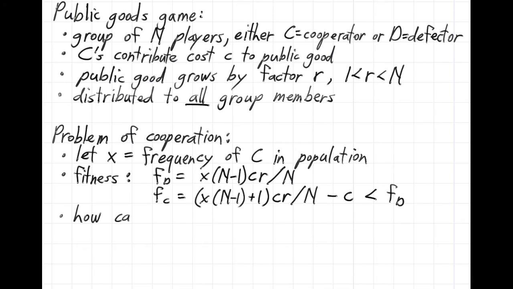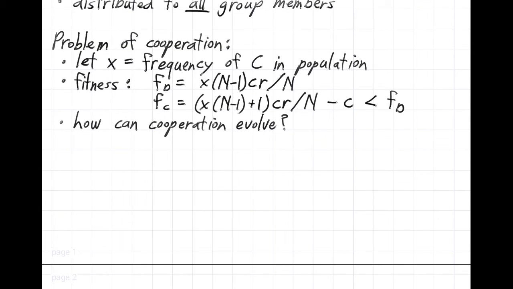How can cooperation evolve in this kind of setup? How can it be started? And how can it be sustained? Today, we'll look into the possibility of peer punishment allowing cooperation to evolve.